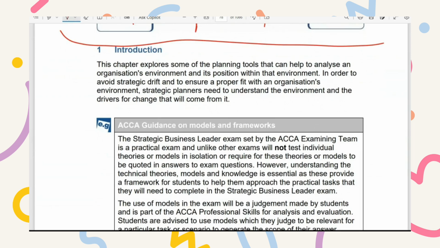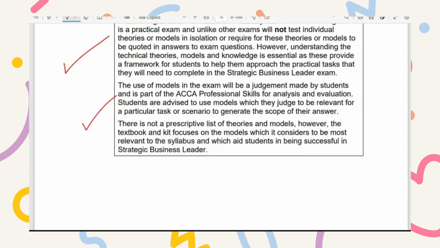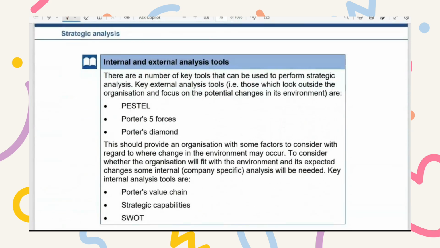Under this introduction, as we already explained, the whole chapter is a discussion of the planning tools that can help analyze an organization's environment and its position within the environment in order to avoid strategic drift. You should perform business in a smooth and successful manner, so you do not lag behind through any loose activity which can harm you. ACCA guidance on models and frameworks we already discussed. Just pause and read this paragraph.